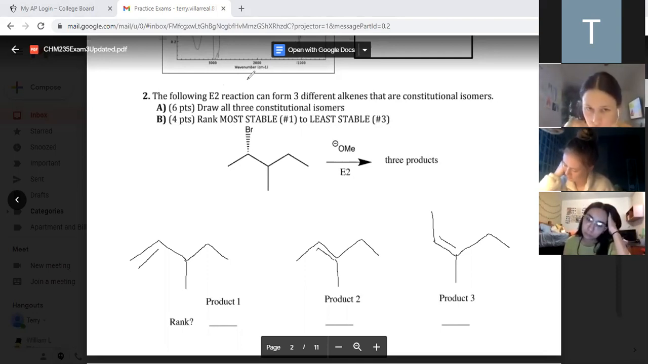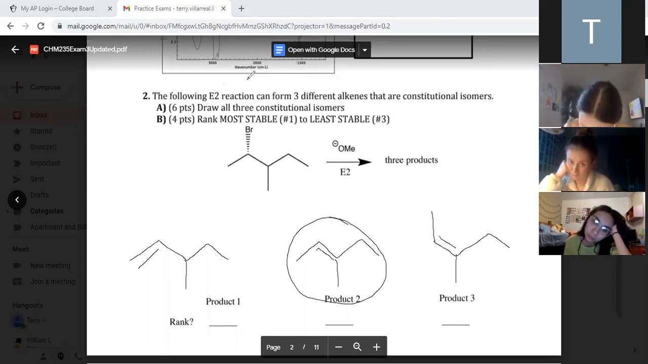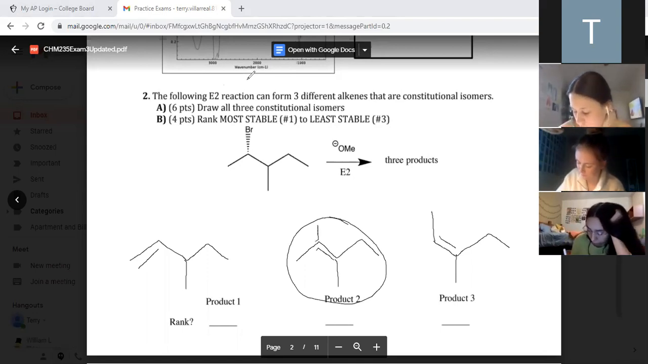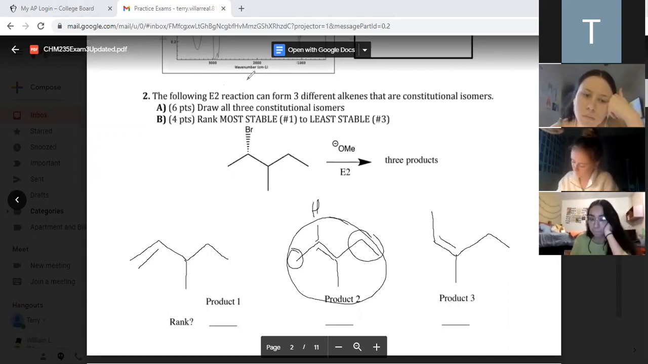So my most stable one is going to be this one. This is a trans double bond. Because here I have a hydrogen, right? So my biggest one on the left side is the CH3. The biggest one on the right side is the ethyl. They are going in opposite directions. So this is a trans double bond, or E. So this is good, right?